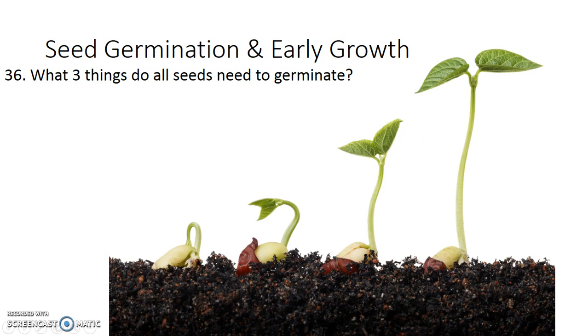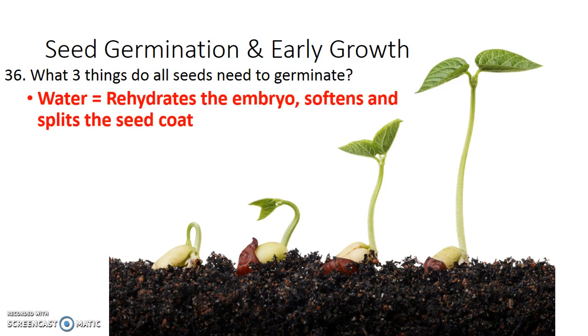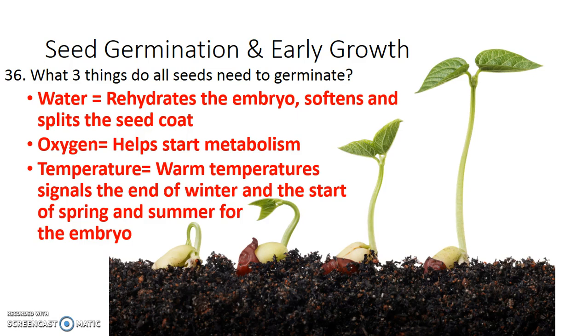Once the seeds are spread, in order to grow, they need to germinate. And plants need 3 things to germinate. The first is water. They need water to rehydrate the embryo and soften the seed coat, so the embryo can literally break out of the seed coat. They need oxygen, which helps start the metabolism. And they need warm temperatures, which signals for most seeds the end of winter, the start of spring and summer, for the embryo where it wants to grow. If seeds don't have all 3 of these things, they will not germinate.